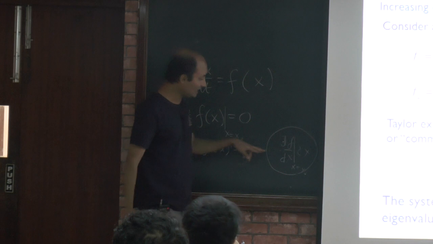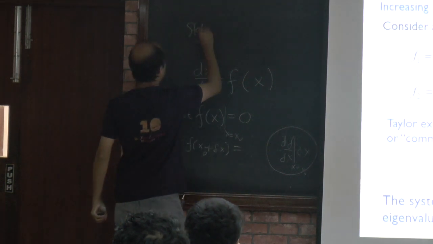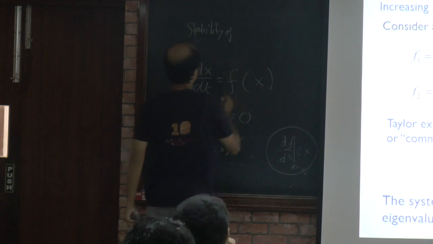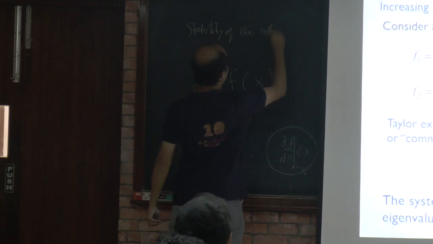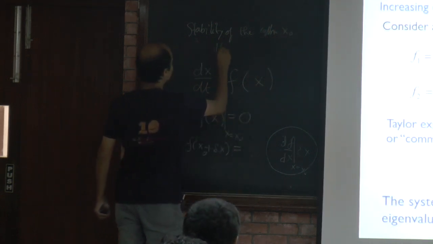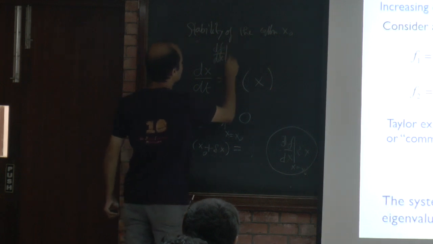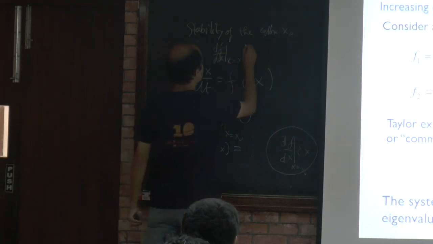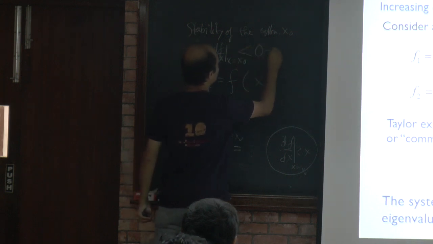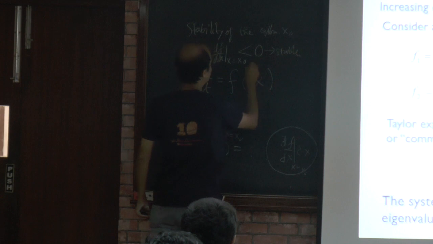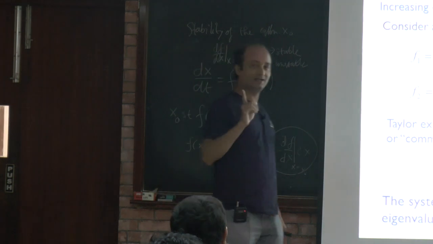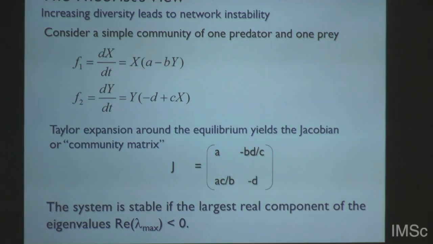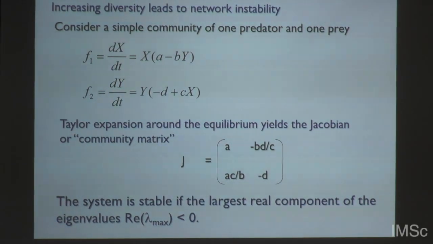Okay. And so therefore, the stability of the equilibrium x naught is just given by the condition df/dx at x equal to x naught. So if it is less than 0, this implies that it is stable. If it is greater than 0, it implies that it's unstable. Okay. So for a system described by a single differential equation, it's fairly easy. It's just high school calculus.